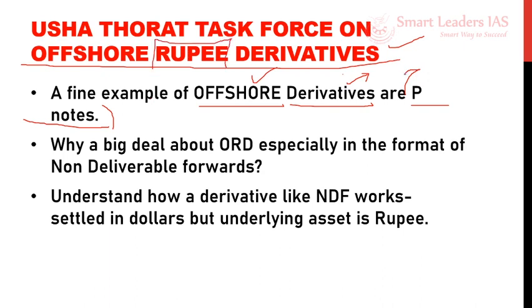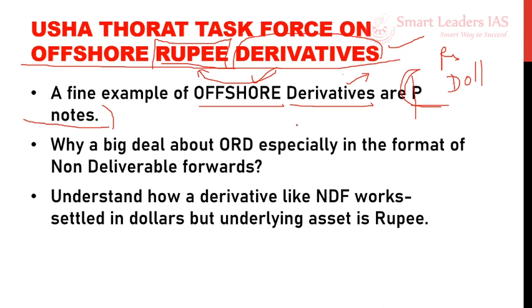Offshore derivative P notes could be based on rupee, could be based on dollar, but mostly it is based on dollar. People will be investing in dollars, we will be taking out dollars. But the underlying stock is an Indian stock. In an offshore rupee derivative, everything is settled on the basis of rupee. The derivative is on the basis of rupee. So there is a derivative whose value is based on the rupee.